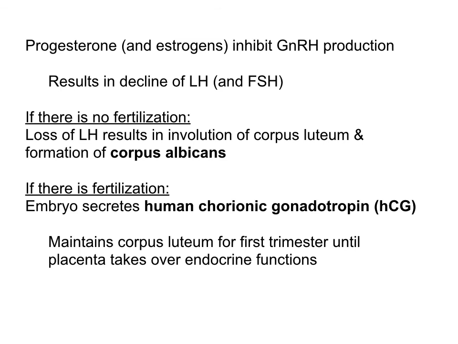So even though you've got no luteinizing hormone, because that has declined, the HCG is going to keep the corpus luteum nice, healthy, juicy, fully functional. And it's going to keep that corpus luteum fully functional for the first trimester of your pregnancy until the mature placenta can actually take over the endocrine functions and produce its own progesterone, its own estrogens, its own inhibin, and its own relaxin.